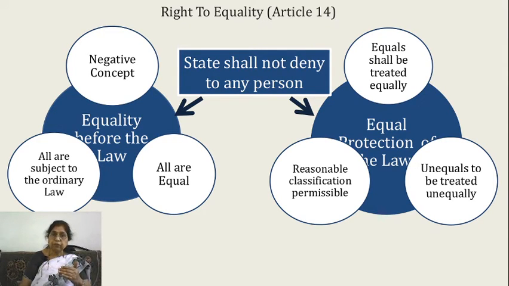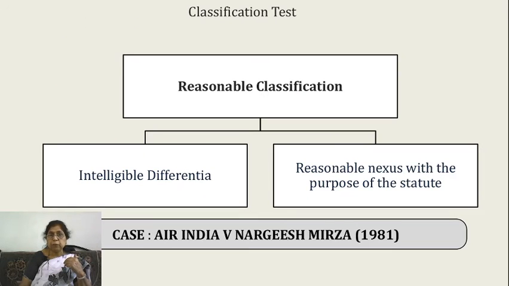In several cases, this reasonable classification was questioned. What is the meaning of reasonable classification? How do you classify people? Can you just classify on the basis of caste or community, or on the basis of gender? What is the meaning of reasonable classification? So, here there were several cases which came up before the court.